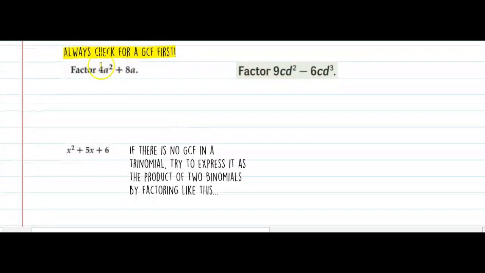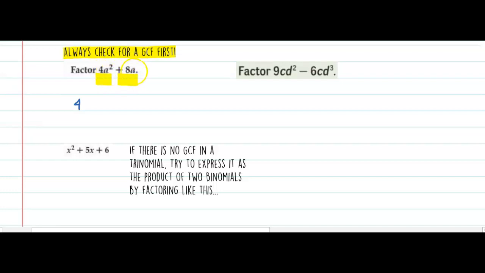For instance, in our first example, we have a binomial. We want to know what each term has in common, the greatest common factor between these. So we're going to start with the number. What's the biggest number that we can divide into 4 and 8? 4. What variable do they both have in common? They both have the letter A.